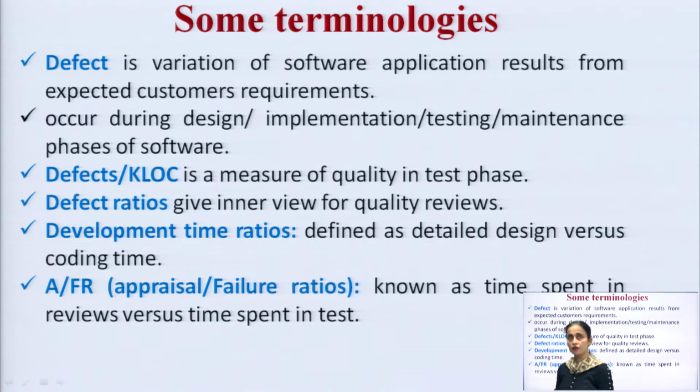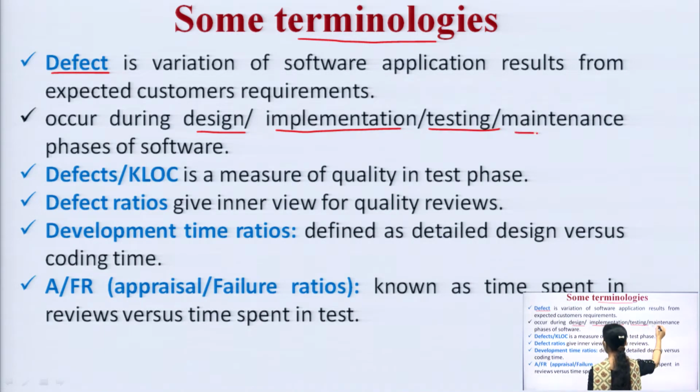Before going to the lecture, we will define some terminologies that we are going to use in this lecture. The first term is defect. How can we define a defect? A defect is the variation of the software application's results from the expected outcomes that we proposed during the requirement stage, the SRS stage. This defect can occur during the design stage, the implementation stage, during testing, and during the maintenance phases of the software. At any phase of the software, a defect can occur.